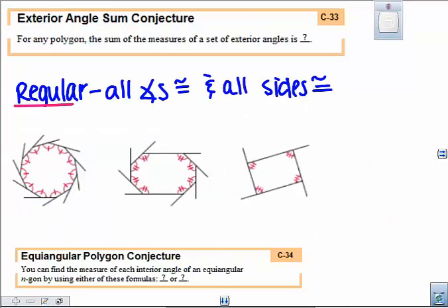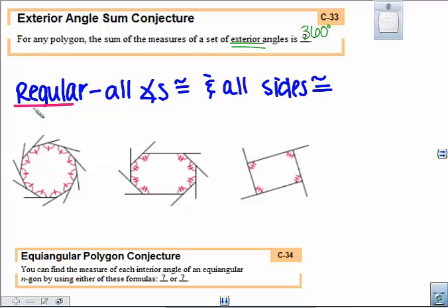So the conjecture that you need to write down states that the exterior angles of any polygon is going to total 360 degrees. So the sum of the measures of the exterior, that's the important word, is 360. So you don't have to remember a formula like for interior, just this singular number, 360 for all shapes.